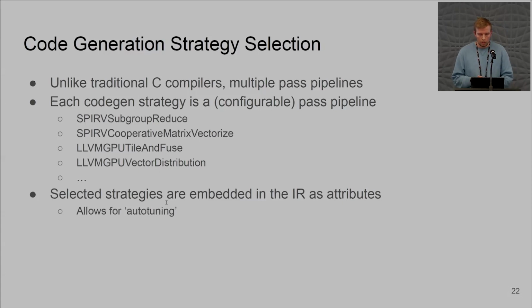We encode our heuristic choices around the pipeline we're going to use, tile sizes, and other parameters in the IR as attributes, such that we can do auto-tuning based on that and have something select the optimal knob settings based on the empirical performance on our benchmarks.